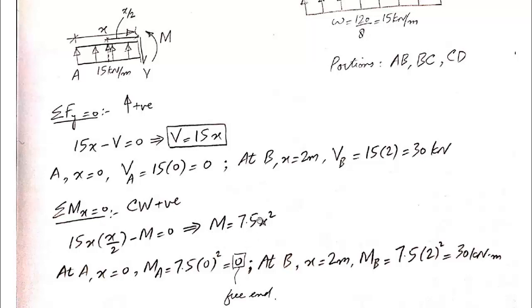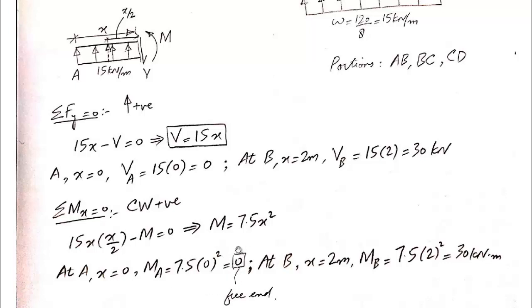And again, the presence of x indicates that bending moment changes throughout the length of this portion AB. So we'll plug in the values of x for point A and point B, and we will get the values of moment at these 2 points. So at A, x is equal to 0 and MA comes out to be 0.